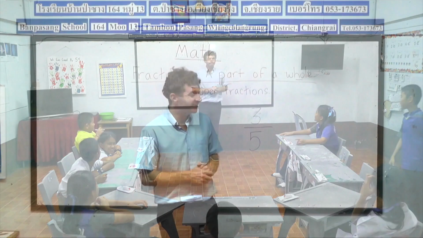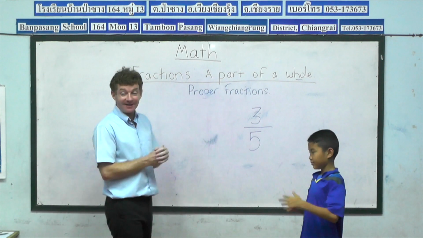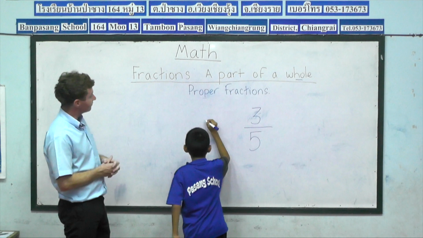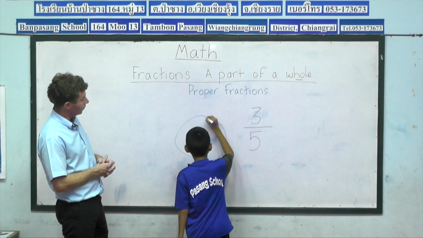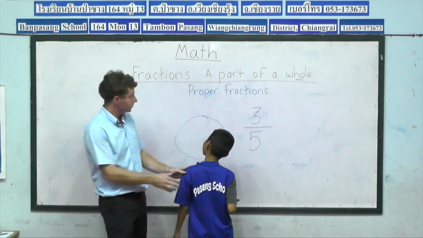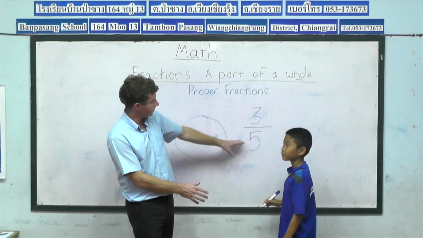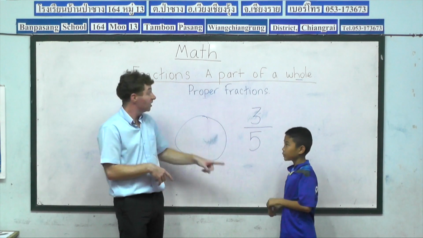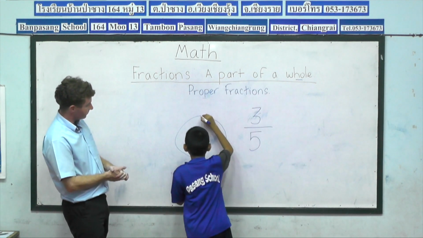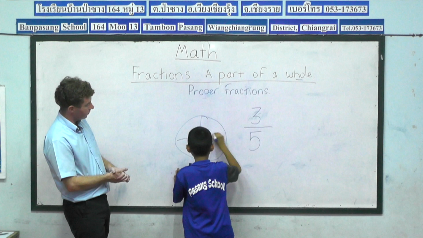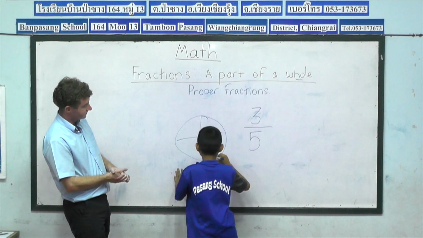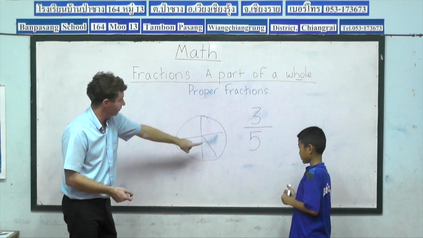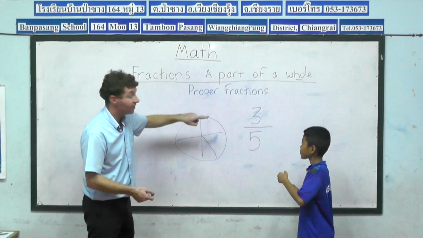First thing we need to do is to draw our circle on the board. So we can have one big circle, that's the whole. Okay, now what we need to do is we need to look at our fraction. So how many different parts do we need? 5. So can we have 5 different parts? 1, 2, 3, 4. Okay, we can use that one. We've got 1, 2, 3, 4, 5.